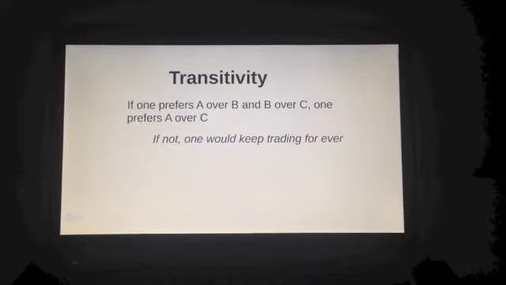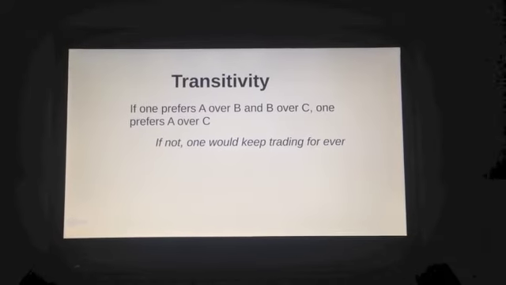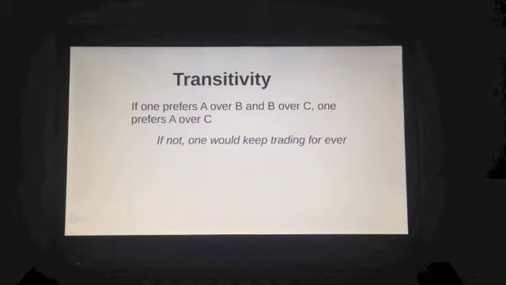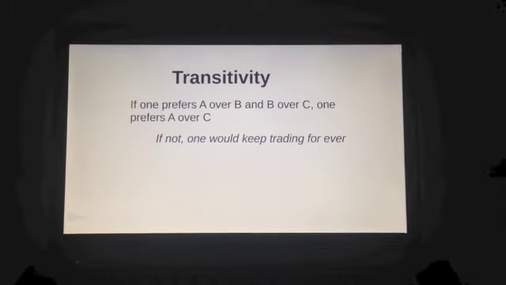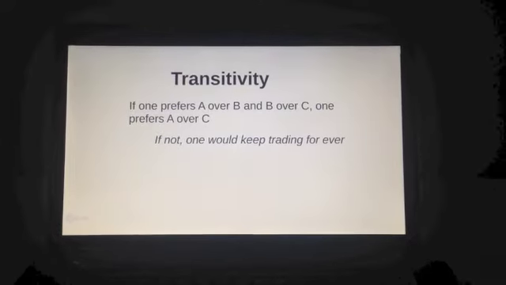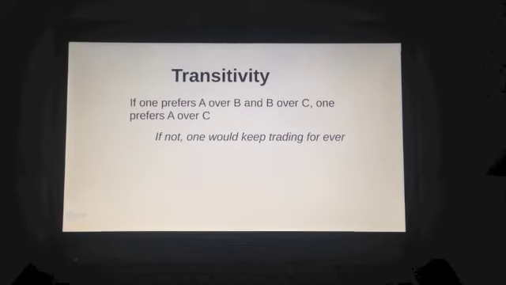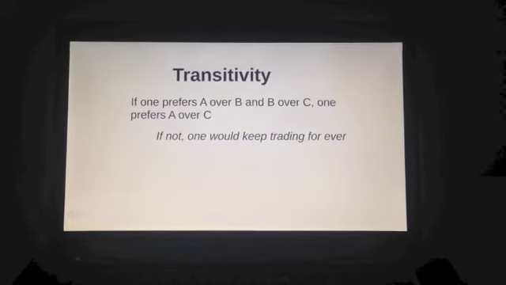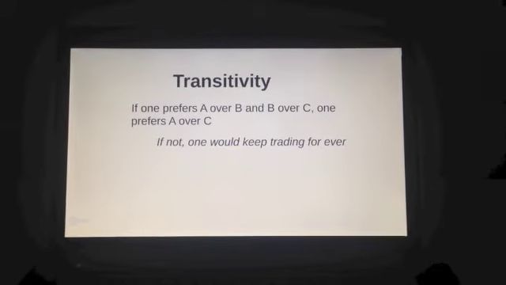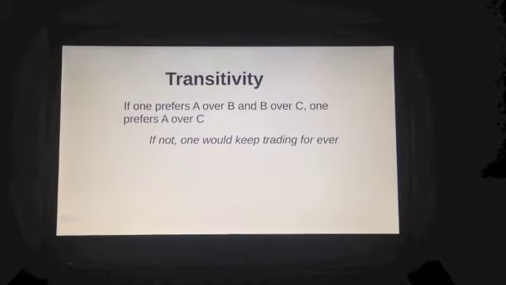Transitivity. If one prefers A over B and B over C, one prefers A over C. This is something most people would deem logical, and it's useful because if this were not the case, one would enter a vicious circle of trading and keep trading forever, because one would simply not have one bundle which would be preferred over the others.